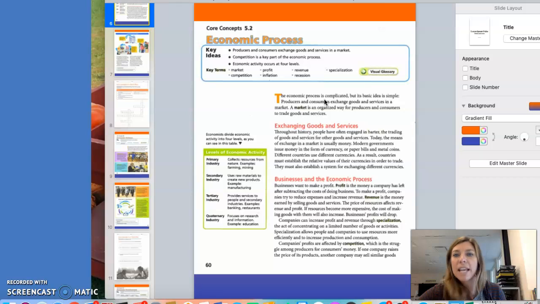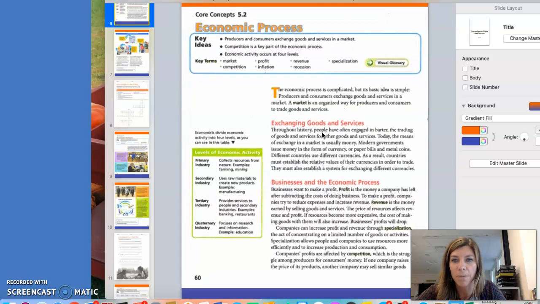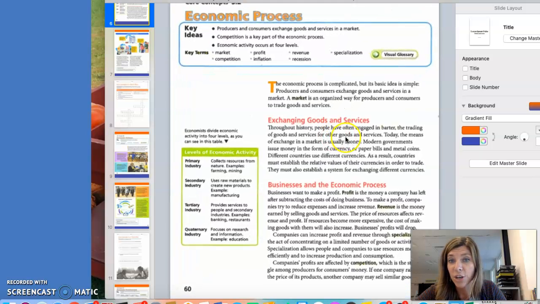Producers and consumers exchange goods and services in a market. A market is an organized way for producers and consumers to trade goods and services. So this could include Target, Giant Eagle, any store that is buying and selling things, okay? Exchanging goods and services. Throughout history, people have often engaged in barter, the trading of goods and services for other goods and services.